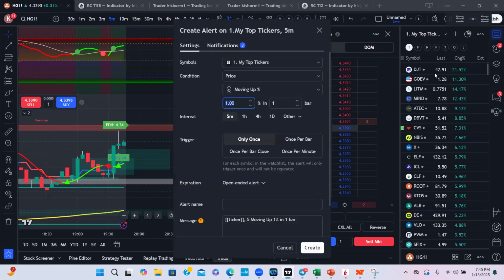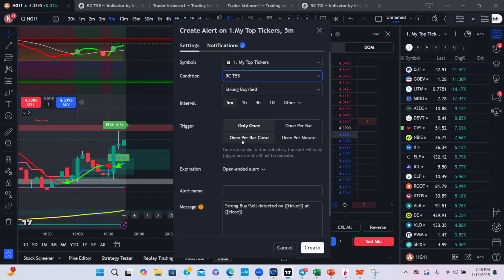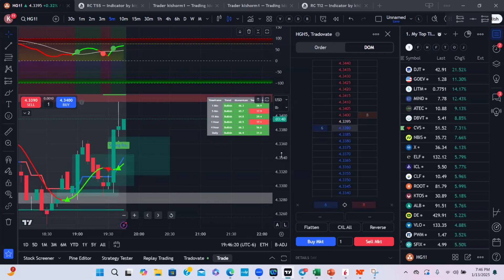Let's create an alert on this list: whenever T55 gives a strong buy or strong sell on any of them, let me know. Then whenever you get a buy or sell, you will get a notification. Then you can see, okay, am I close to the bottom? Am I close to the top? If you wait for that, then you will make nice profits.